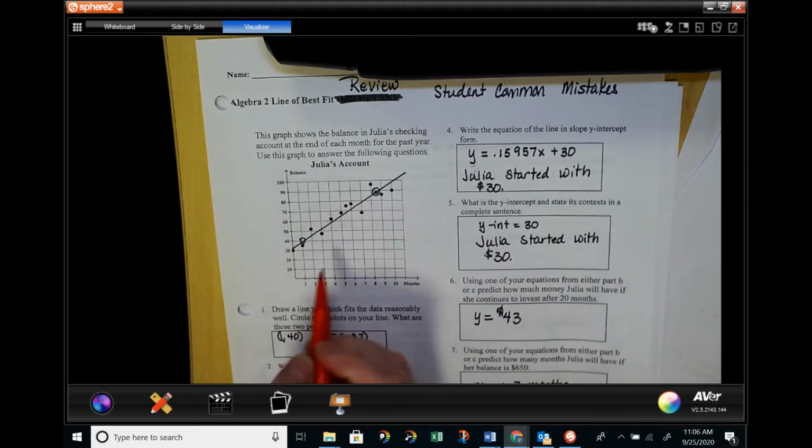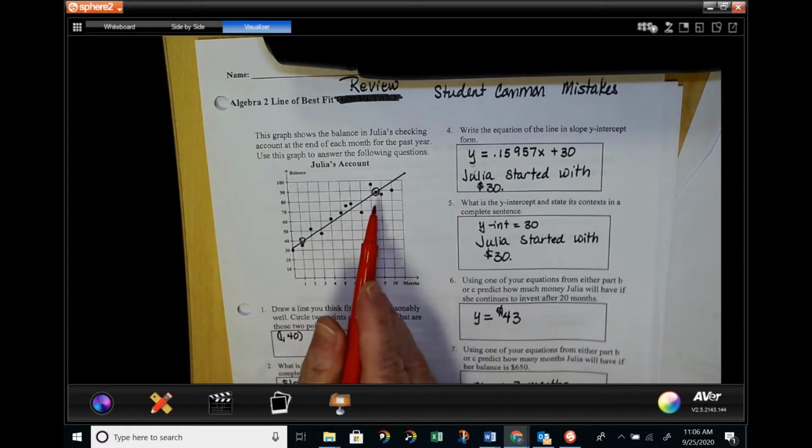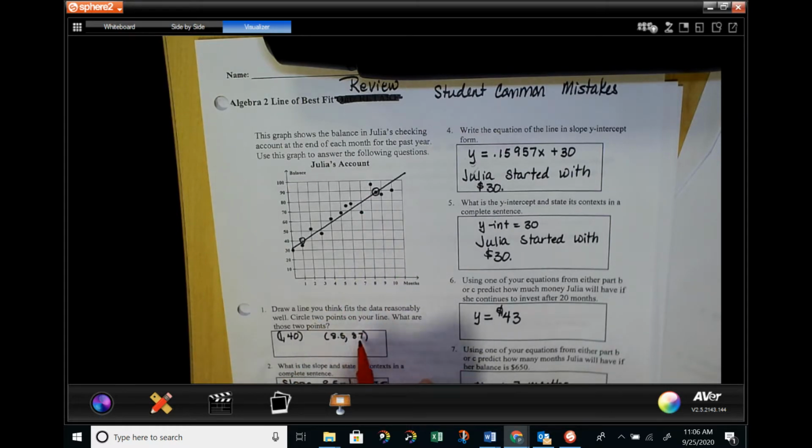The first point is over 1, up 40. And then the second point that I circled is 8.5 and 87. So that's a good line.